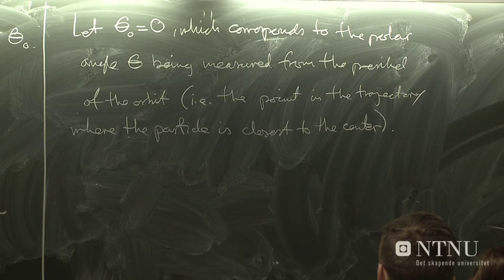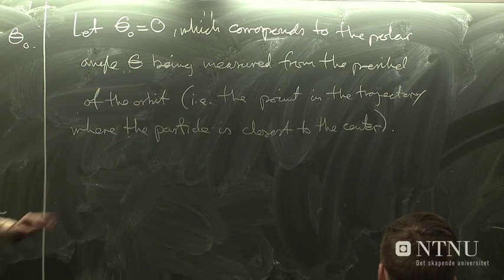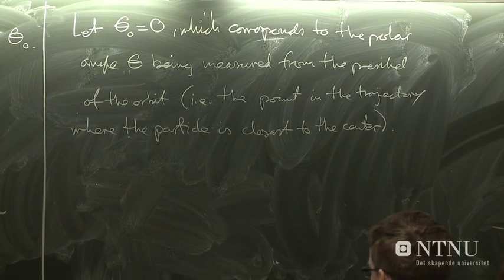What I will show is that if we choose theta 0 equals 0, then that corresponds to a situation where the polar angle theta is being measured from the perihelion. And the perihelion is in general defined as the point on the trajectory where the particle is closest to the origin, or the center.